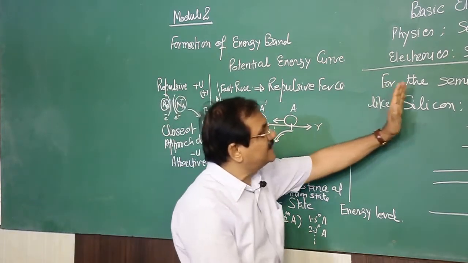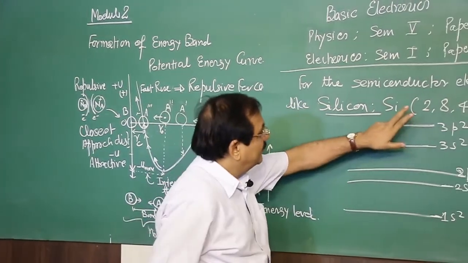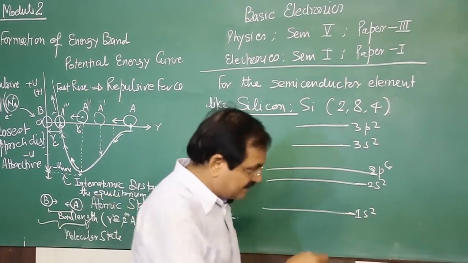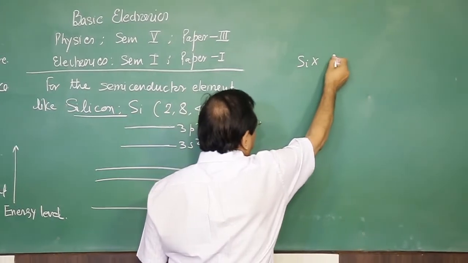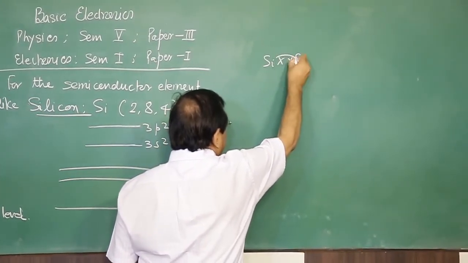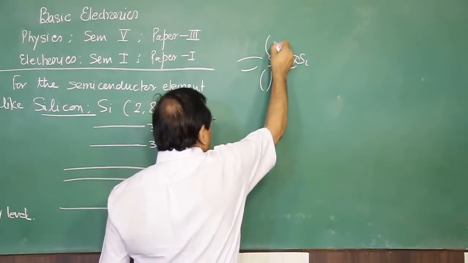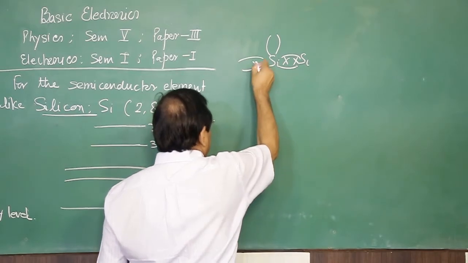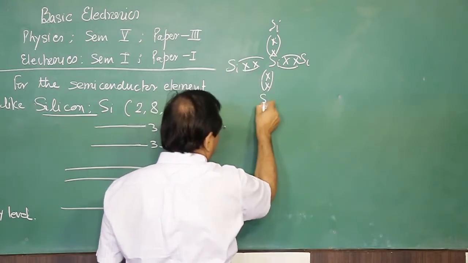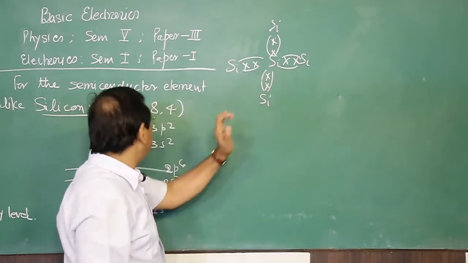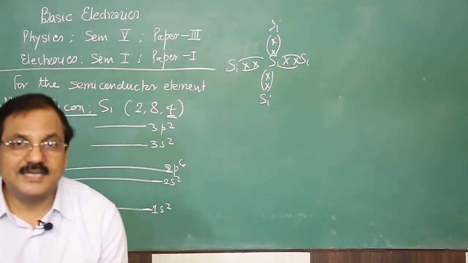Now, in case of silicon, one silicon forms bonds with the other silicon. The valency of silicon is 4, the outermost electrons in silicon are 4.